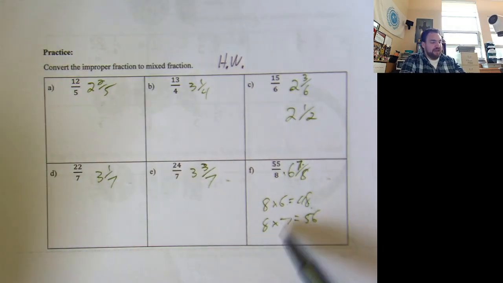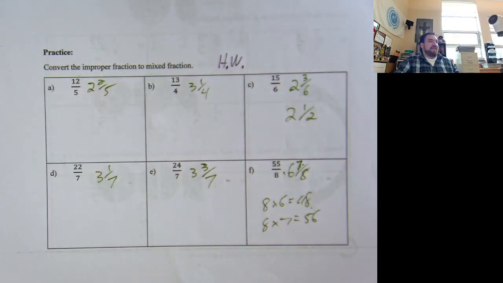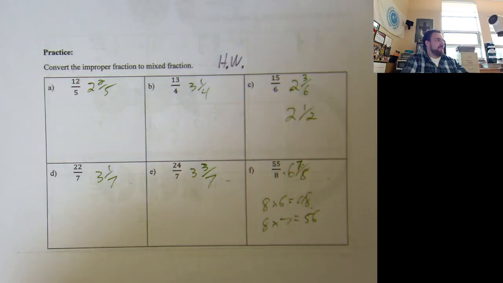So 8 times 6 is 48. 8 times 7 is 56. If your mental math game is not strong, mine was not strong this morning at first block because I was up late watching Hell's Kitchen with my wife. So I was tired. 8 times tables were not there.